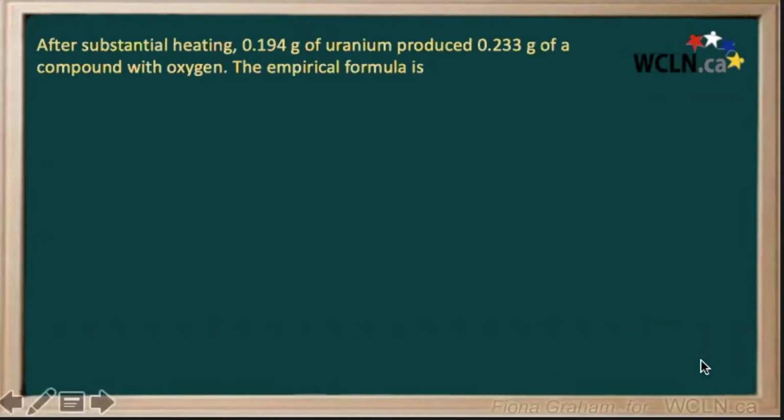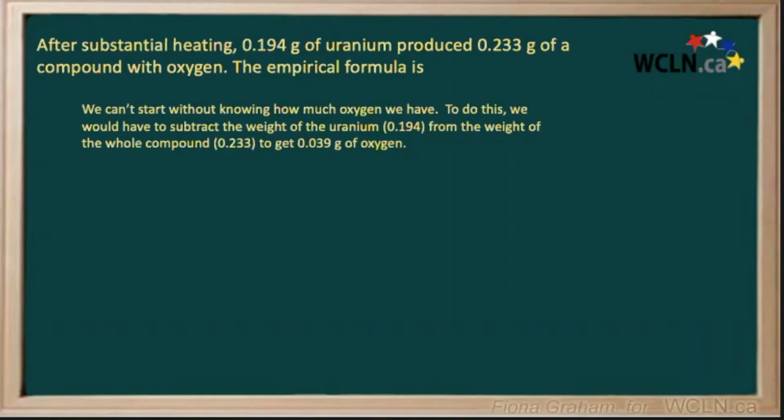Okay, the question says, after substantial heating, 0.194 grams of uranium produced 0.233 grams of a compound with oxygen. The empirical formula is... To be able to calculate and figure out the empirical formula, we need to start by figuring out how much oxygen we have. We can figure that out by subtracting the amount of uranium, 0.194 grams, from our whole compound, which was 0.233, and we get 0.039 grams of oxygen.